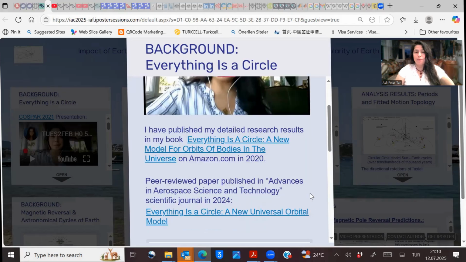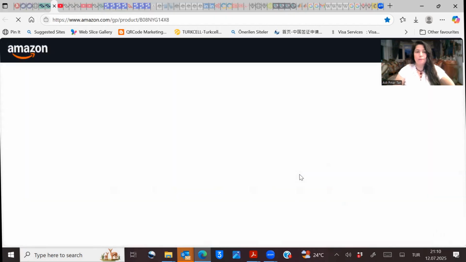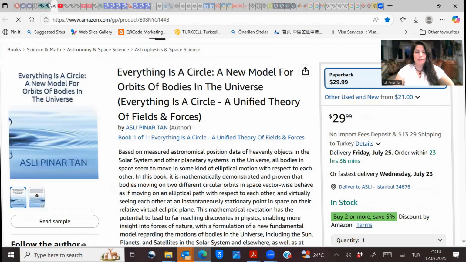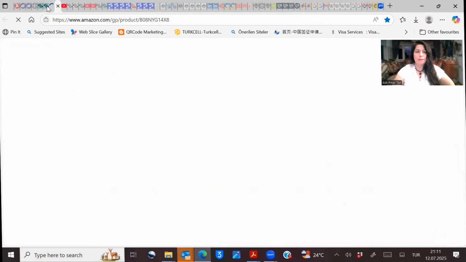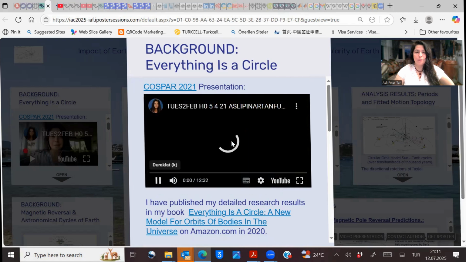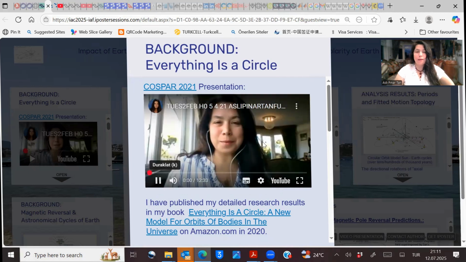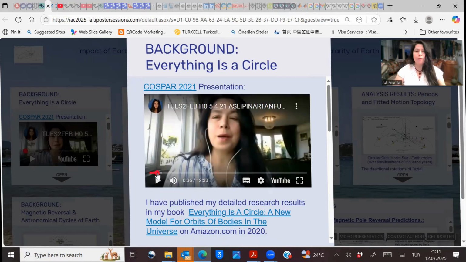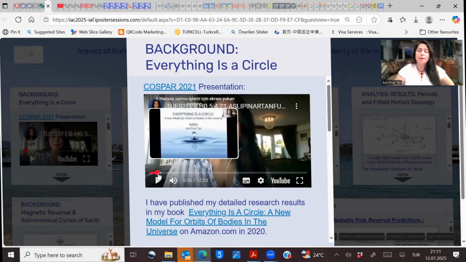I have published this in my book on Amazon. You can access it by the link on this top left pane. I have presented this in COSPAR 2021, which was also in Sydney, Australia. And you can access that presentation again on the top left pane here.